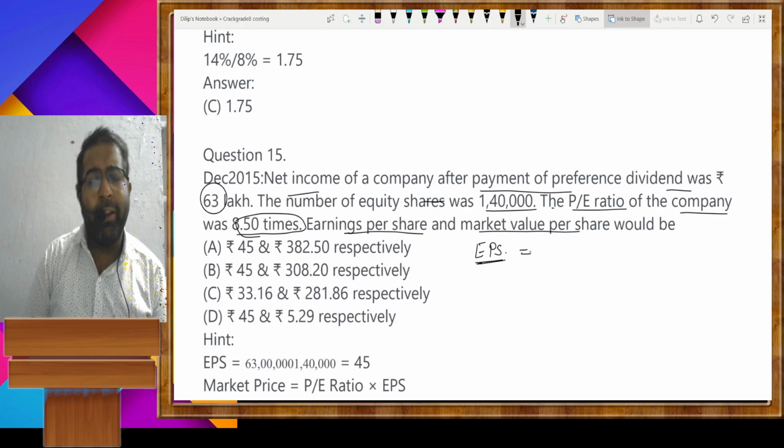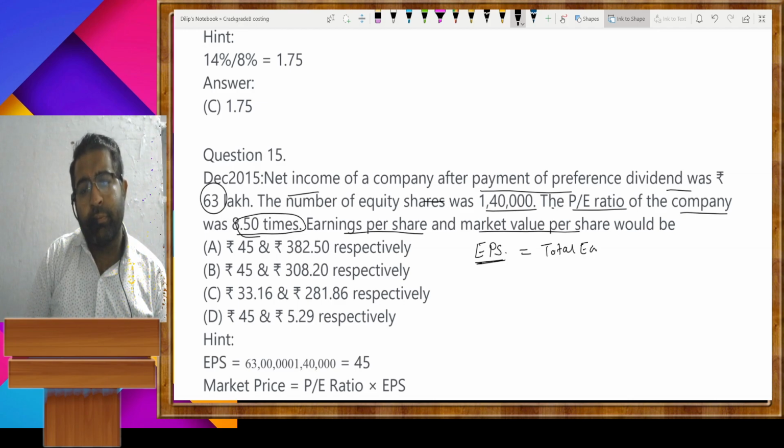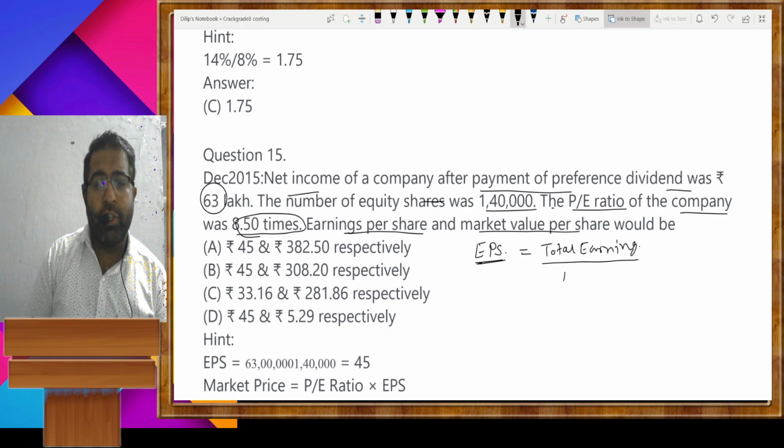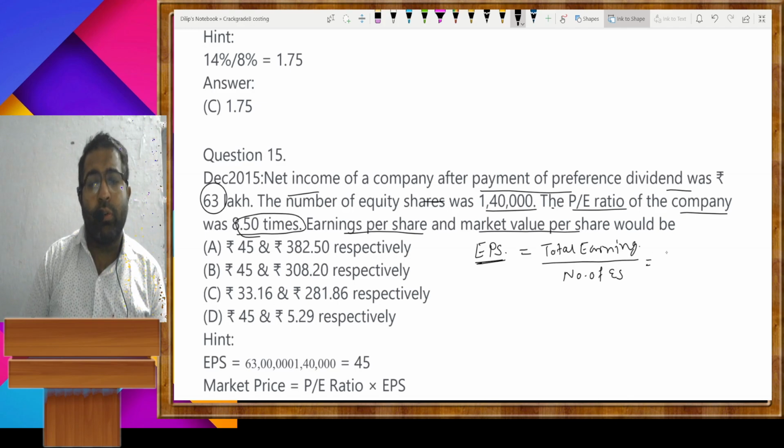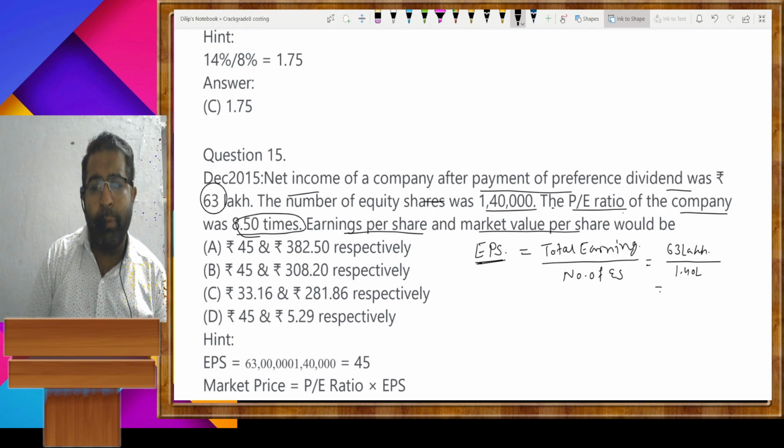It is calculated as total earnings divided by number of equity shares. Total earnings 63 lakh divided by number of equity shares 1,40,000. So earning per share is 45.